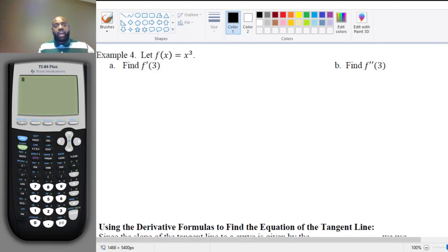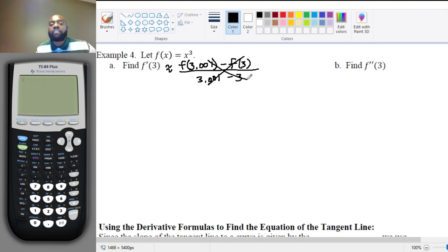If I want to do that, all I have to do is first find f prime of x. Before, what we would have to do is use the slope of our secant line over a small interval around 3, and I'm just going to use the right-sided slope of the secant line as an estimate. Well, we no longer have to do that now that we have our derivative rules. So we're going to first find f prime of x.